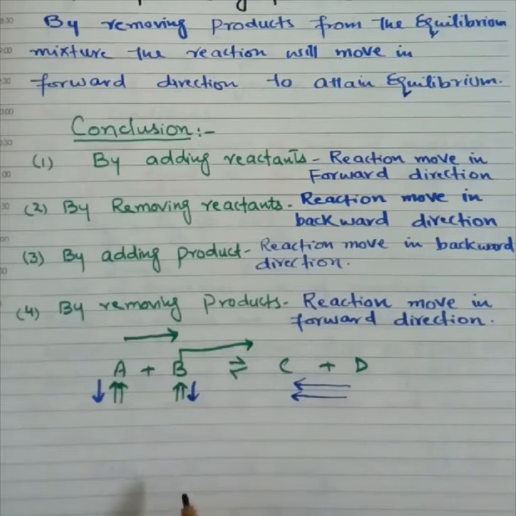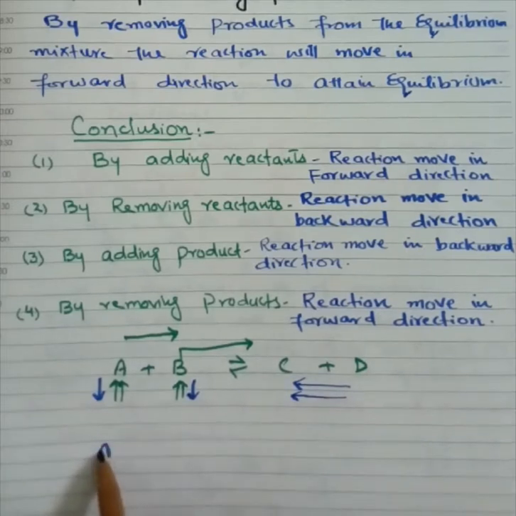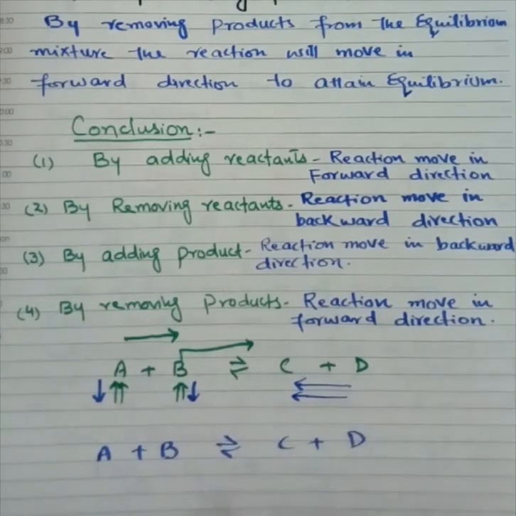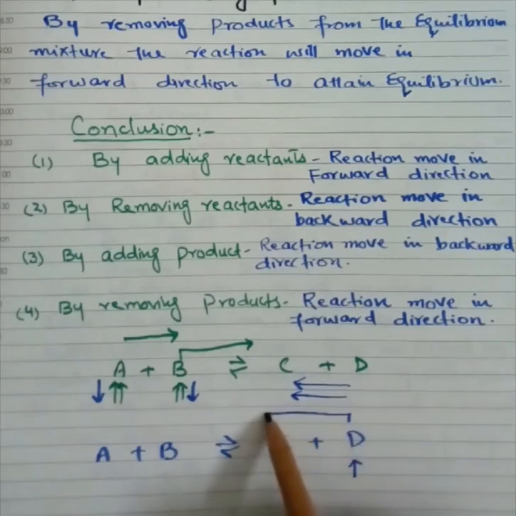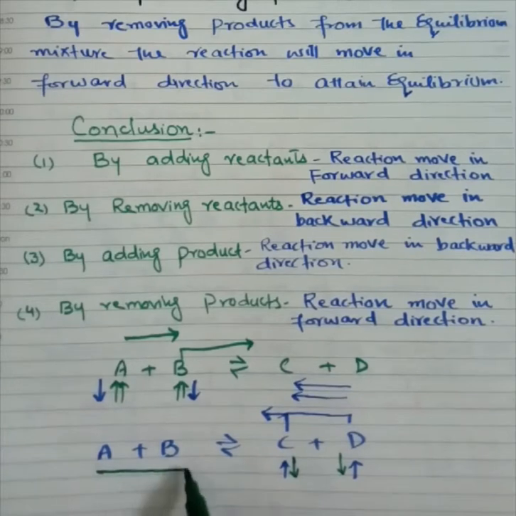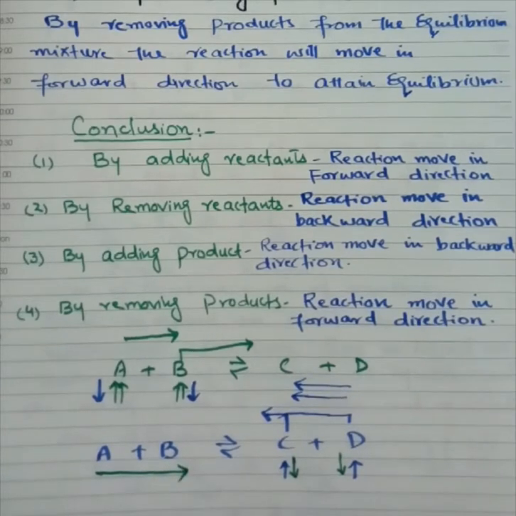Now let's suppose the same example repeated for products, that is A and B go to form C and D. If I add C or I add D in this reaction, both additions of the products will move the reaction in the backward direction. Now if I remove some products from this reaction, that is, I remove C or I remove D from this reaction, it will continuously compel the reaction to move in the forward direction.